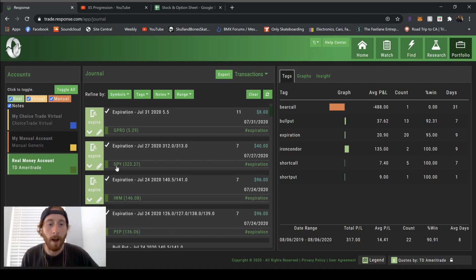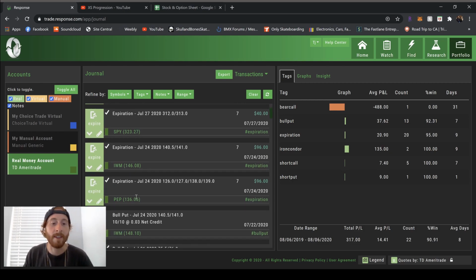So for that SPY trade, the S&P 500, I actually did not get filled for the 4-day expiration. So what I ended up doing was making the same exact trade, same exact strikes, the 312, 313, but I sold it for 7-day expiration. That ended up being successful, made $40 on that trade.